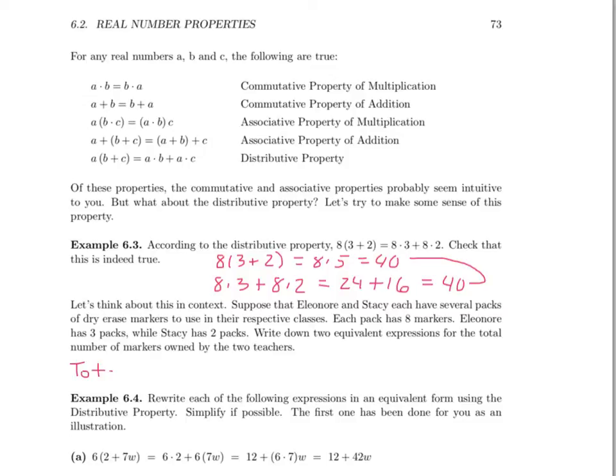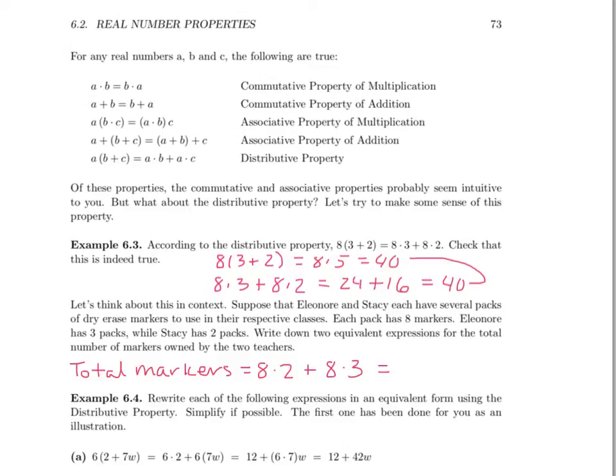So if we wanted to calculate the total markers, there's a couple of ways we could do it. We could figure out how many markers Stacy has. Well, let's think about it. Stacy has 2 packs of markers, and each pack has 8 markers. So Stacy would have 8 times 2 markers. Eleanor has 3 packs, so the total number of markers Eleanor has would be 8 times 3. So that's one way of calculating the total number of markers.